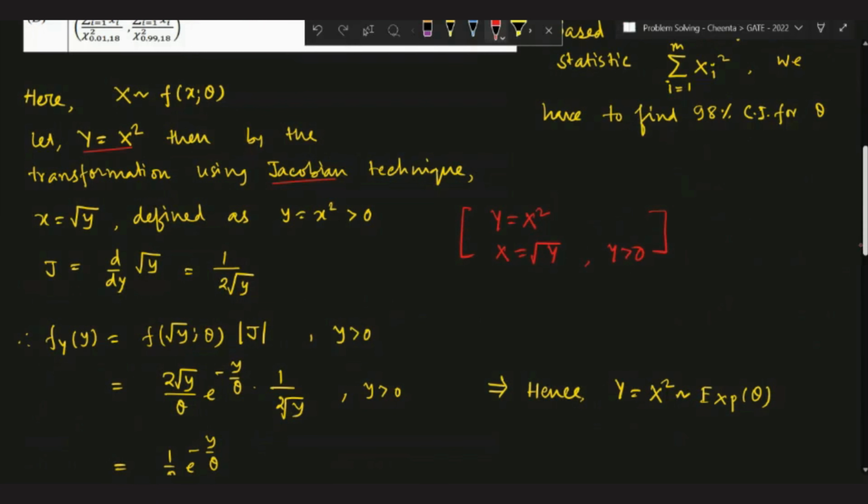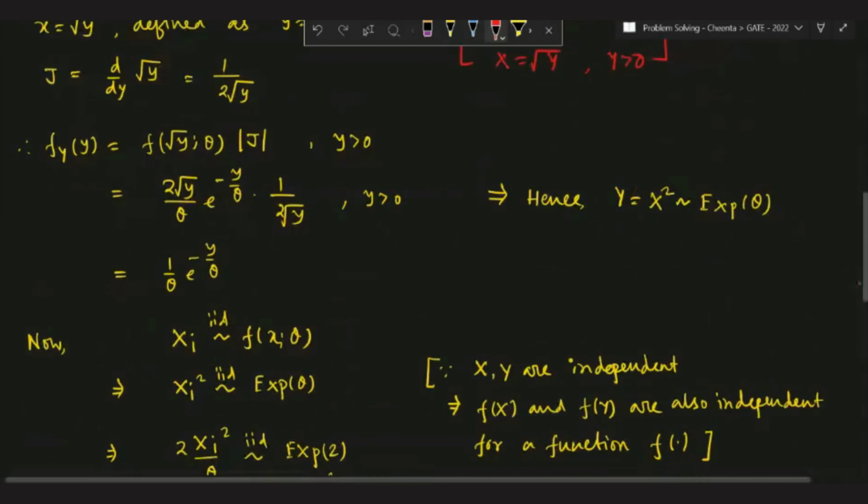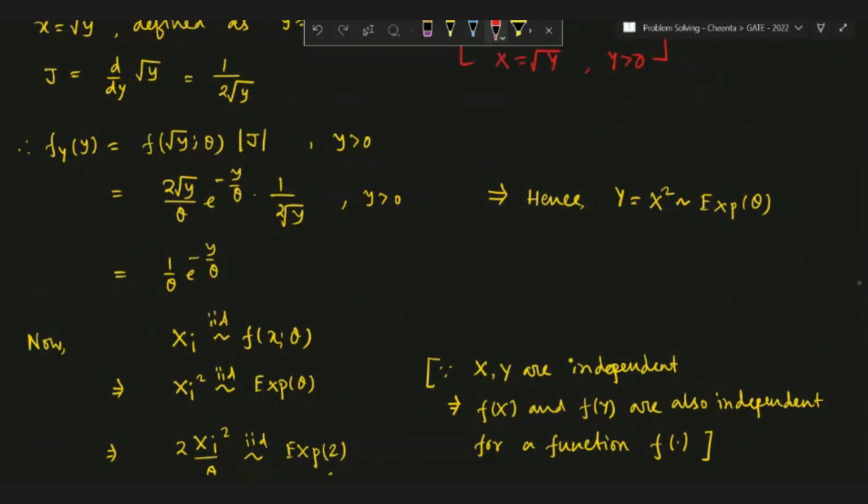So by the transformation technique, the PDF of Y equal to X square would be the value of the previous PDF at root y times the Jacobian. So this comes out to be 1 by theta e to the power minus y by theta for y greater than 0, and this is the distribution of an exponential with mean theta.